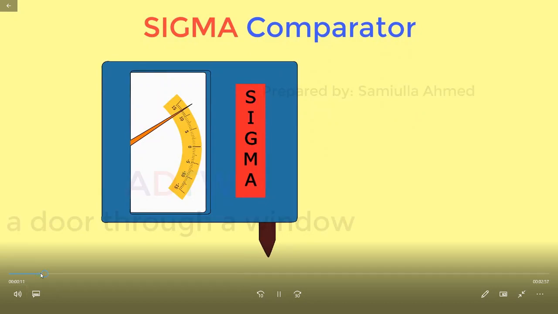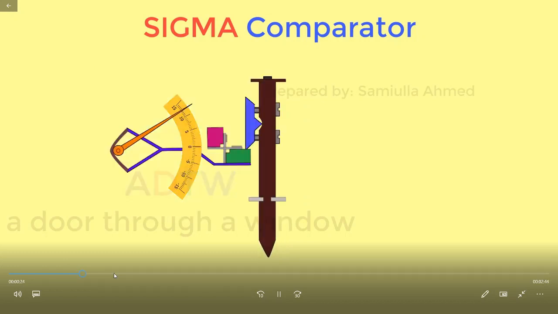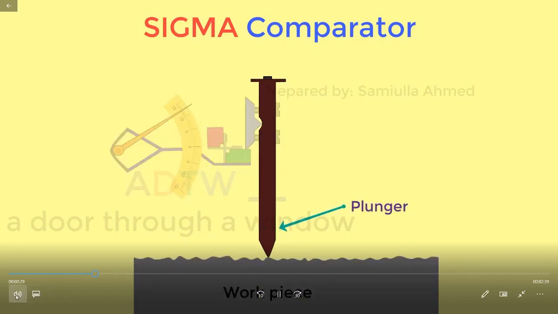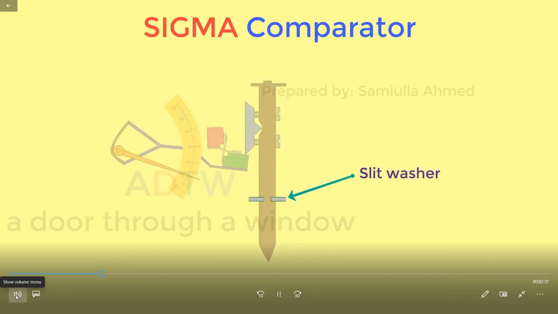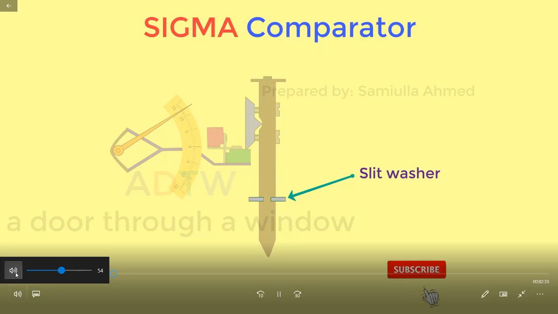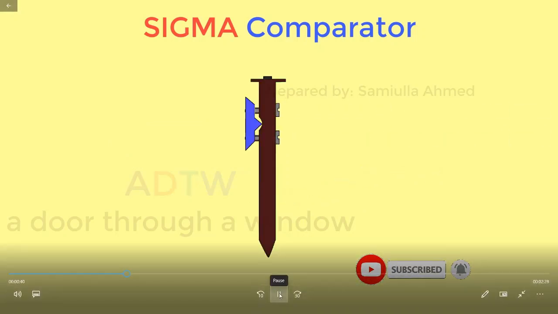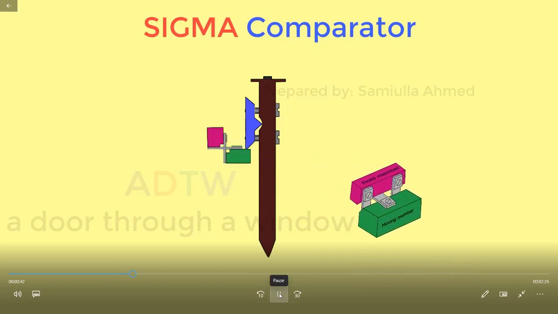Sigma comparator is a simple but ingenious mechanical comparator developed by Sigma Instrument Company, USA. A linear displacement of a plunger is translated into the movement of a pointer over a calibrated scale. The plunger is the sensing element that is in contact with the workpiece. It moves on the slit washer, which provides frictionless linear movement and also arrests the rotation of the plunger about its axis. A knife edge is screwed onto the plunger, which bears upon the face of moving member.